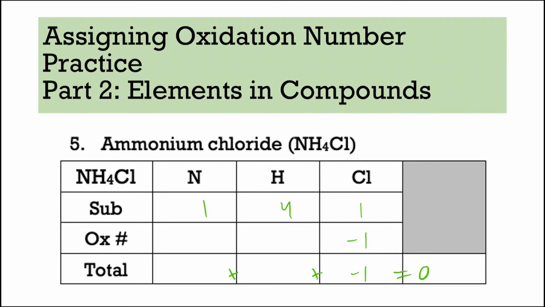Hydrogen, we had said, when it's with nonmetals, has a positive 1 charge. So if you have 4 H's, each of which has a positive 1 charge, you have a total of positive 4. And so now we can figure out what N has to be. So something plus positive 4 plus negative 1 gives you 0. And the only thing that makes sense in this equation is a negative 3. So if you have one N that brings a negative 3 charge, it means the oxidation number is negative 3.